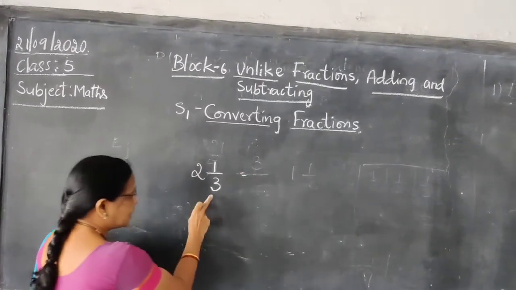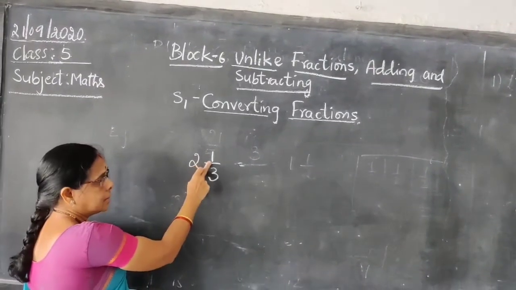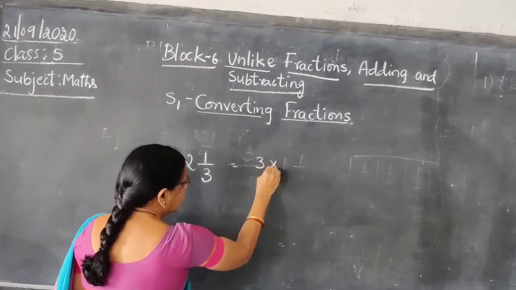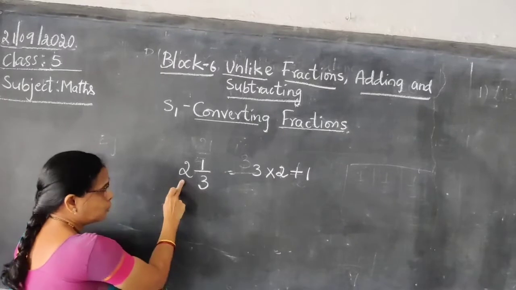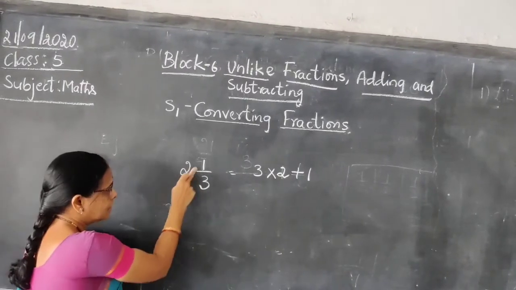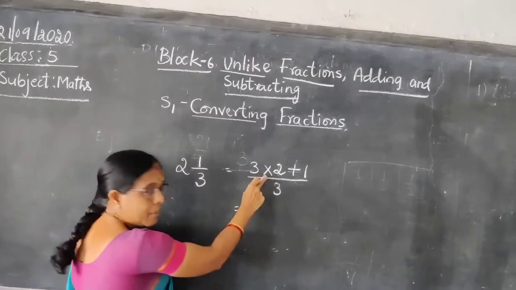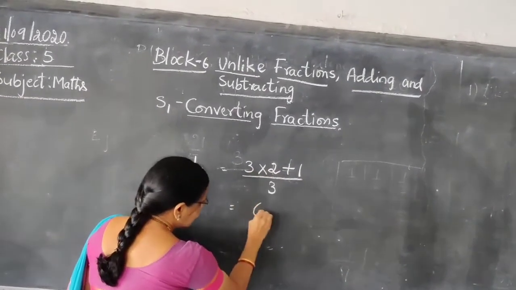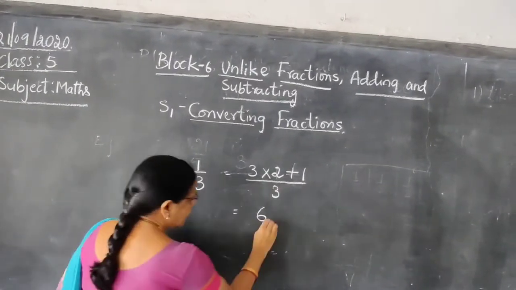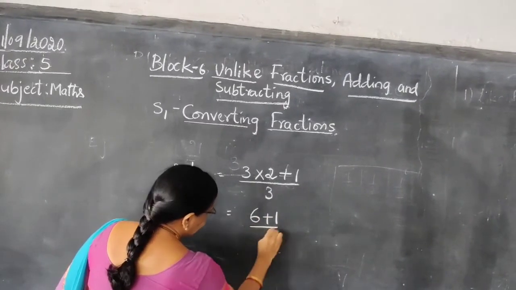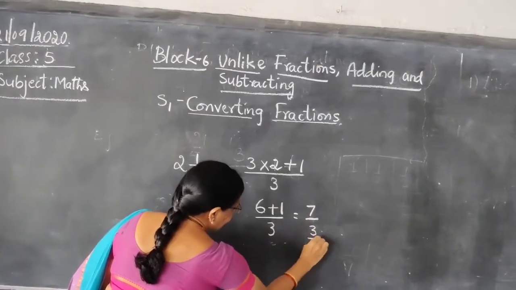So first we have to multiply 3 into 2, then add it, children. How I will show you? 3 into 2 plus 1. We will start from here, then we will add this one. Denominator 3. So first we multiply. 3 2s are 6. Always first we multiply, children. 3 into 2, 6 plus 1 divided by 3. Then 6 plus 1 is 7. 7 by 3 is the answer.